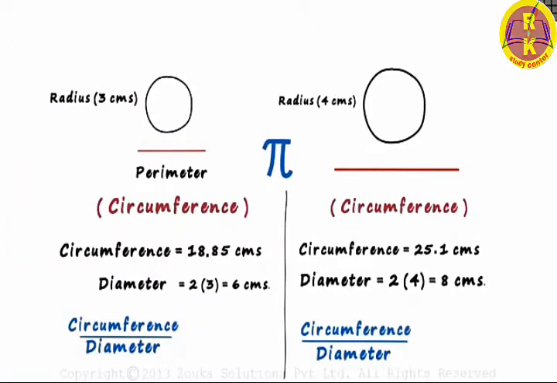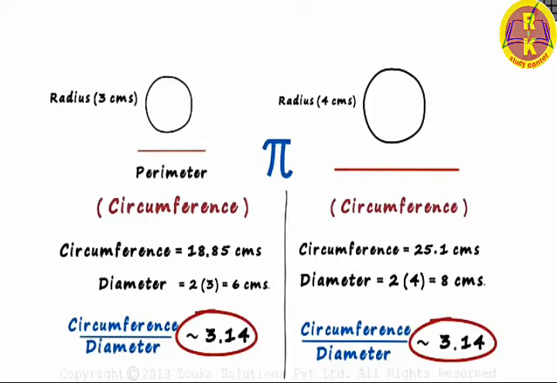If we calculate the value of circumference by diameter in the first case, we will approximately get it as 3.14. And guess what? In the second case too, we get the value of circumference by diameter as approximately 3.14. No matter what circle you look at, the value of circumference by diameter will always be approximately equal to 3.14. This value is pi. Remember, both these values are approximations.